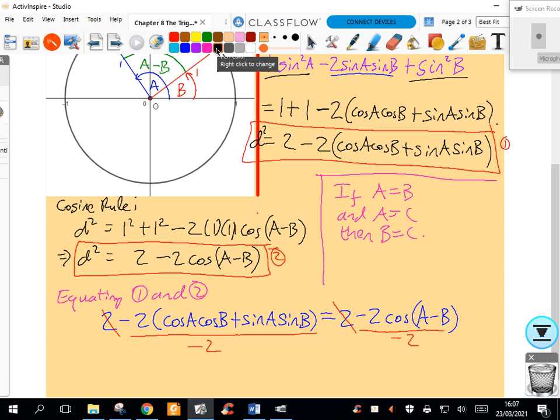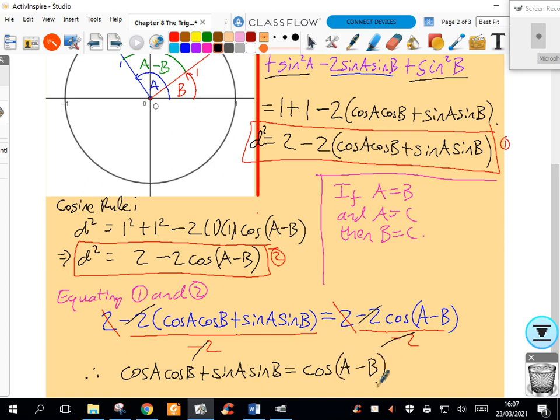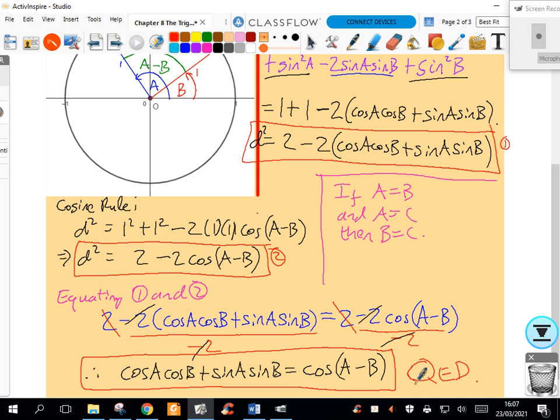Dividing by negative 2 will cancel that, and on the right hand side we'll get cosine of a times cosine of b plus sine of a times sine of b, is all equal to cosine of a minus b, and that is what I was setting out to prove. So that's my end of proof. Quod erat demonstrandum, that which was to be proven. That's the proof of identity 4.